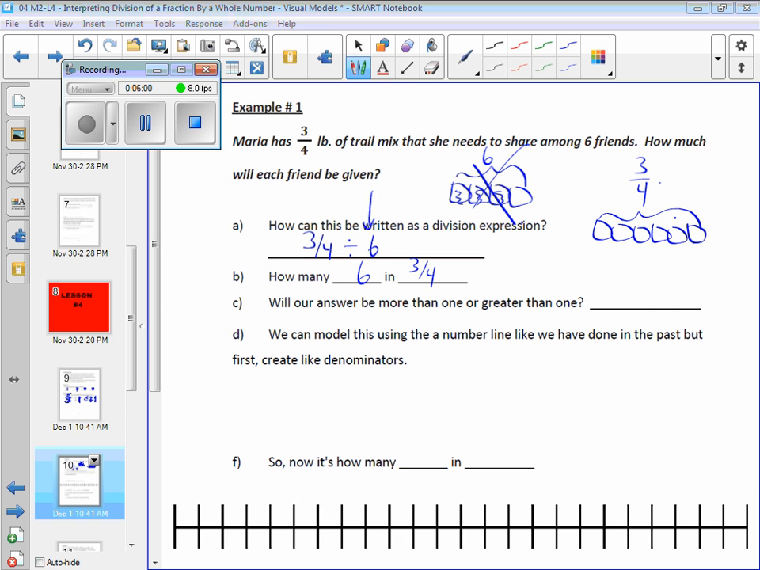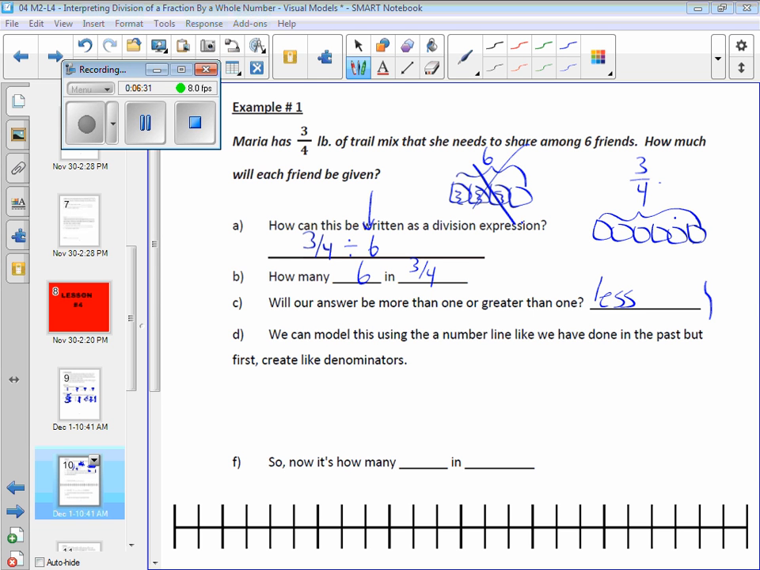Comes to this question. You have 3/4, and you're dividing that even more into 6 people. So is our answer going to be greater than 1 or less than 1? Visualize it. I've got 3/4. I have less than 1. That's 3/4, less than 1. And I'm dividing it 6 ways. Obviously, less than 1.